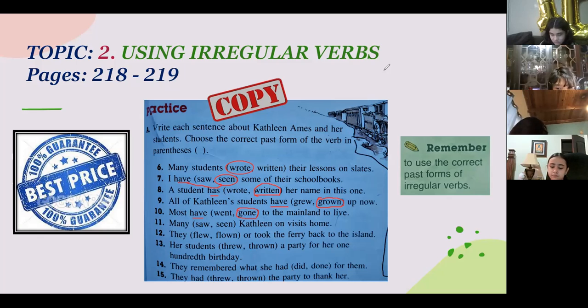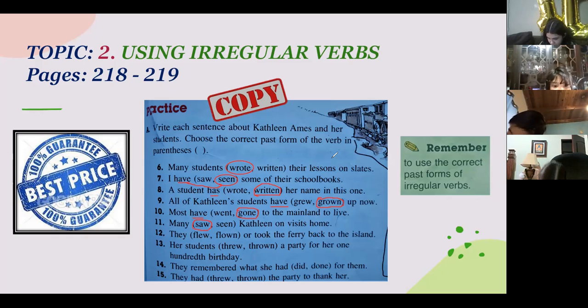You have 1 minute. Let's finish number 11. You can write just the answer, what is underlined. Many saw or seen? Excellent, saw. Many saw because we don't have any auxiliary word. It's just past. Many saw Kelly on visits home.